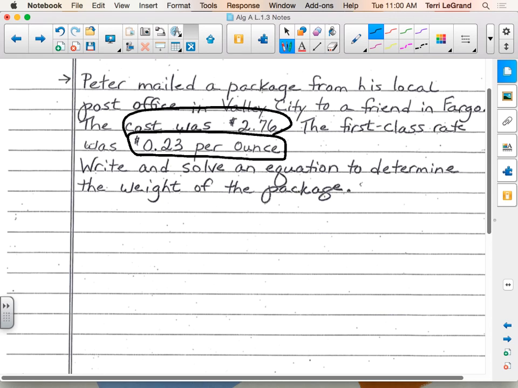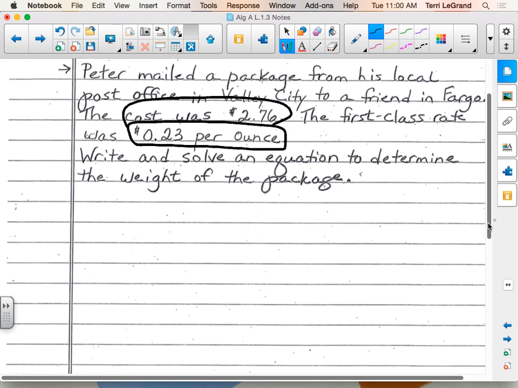So in the end, that's how much Peter paid. When they put the box on the scale, he already knew how much it was going to cost him per ounce. What didn't he know? What did he not know? The weight. He did not know how much the box weighed. So here it says, write and solve an equation to determine the weight of the package. So this is what we're looking for.